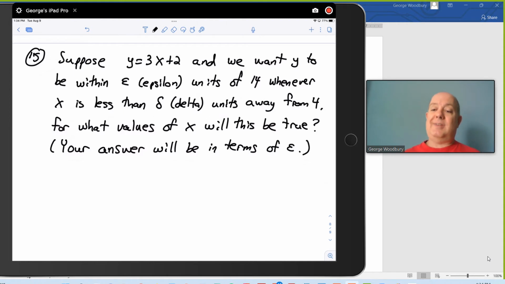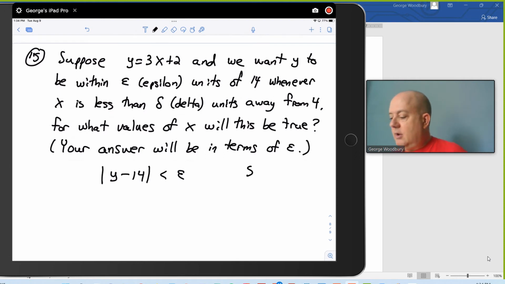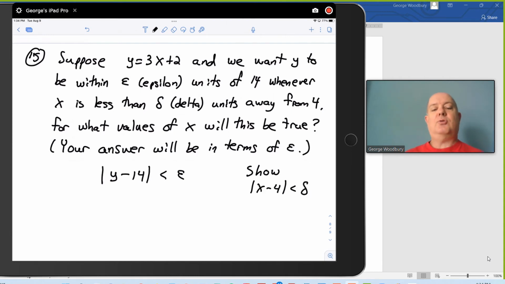So we're going to start the same way we did the last one. We want y to be within epsilon of 14. So absolute value, y minus 14 is less than epsilon. Now we can solve this by splitting, but before we do that, I need to think about where I want to end up. I'm trying to show that x is less than delta units away from 4. So I'm trying to show that the absolute value of x minus 4 is less than delta.